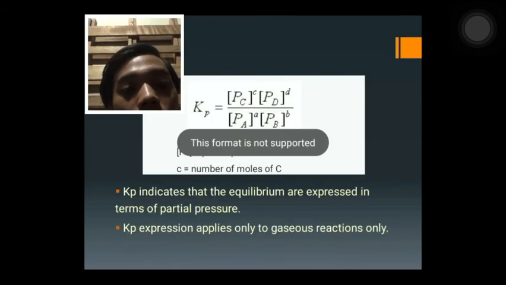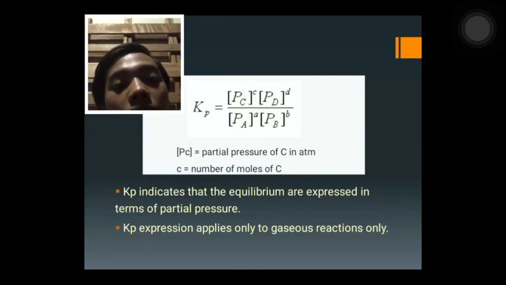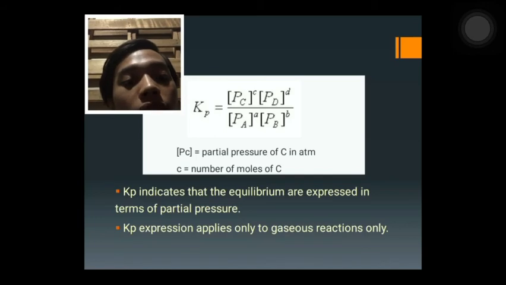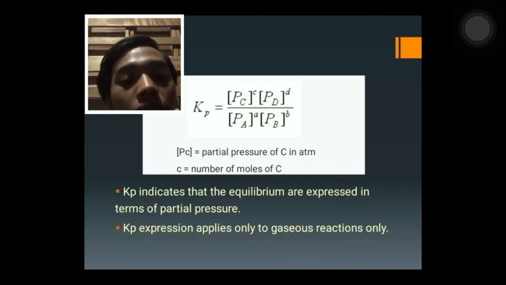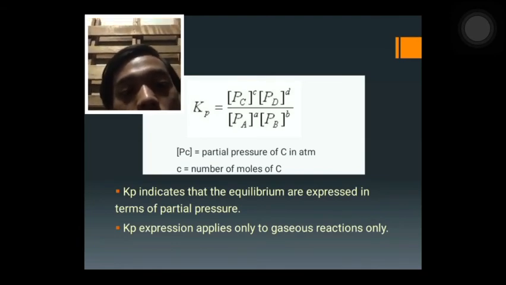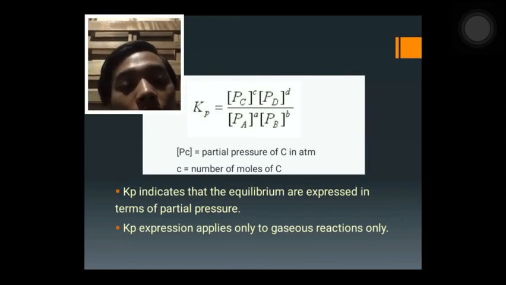For the constant of partial pressure, Pc is the partial pressure of C in atm, and c is the number of moles of C. Kp indicates the equilibrium is expressed in terms of partial pressure. The Kp expression applies only to gaseous reactions. So this is the equation to find the Kp, partial pressure.